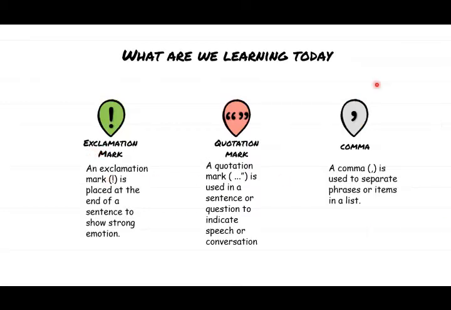Next. Okay, the other 3 are exclamation mark. An exclamation mark is placed at the end of a sentence to show strong emotion. Tanda ni kita bagi sebagai tanda seru. Tanda seru ni digunakan ataupun diletakkan di hujung ayat untuk menunjukkan penegasan. Show strong emotion di sini maksudnya dia nak menunjukkan ayat itu dia ada emosi, sama ada dia marah, seronok, sedih dan sebagainya lah, untuk menunjukkan perasaan. Okey, nanti kita akan tengok contoh.